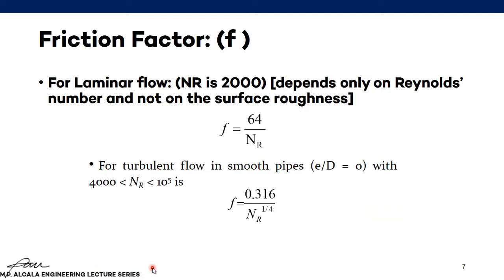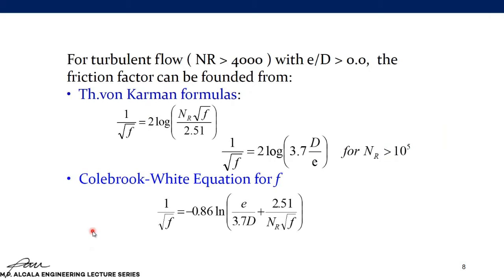For laminar flow, where the Reynolds number is less than or equal to 2000, we can have this equation: F is equal to 64 over the Reynolds number. Take note again, class, that NR can be R. Okay? For turbulent flow, greater than 4,000, we can use this for smooth pipes. Okay? And for transitional flow, in between 2,000 and 4,000.